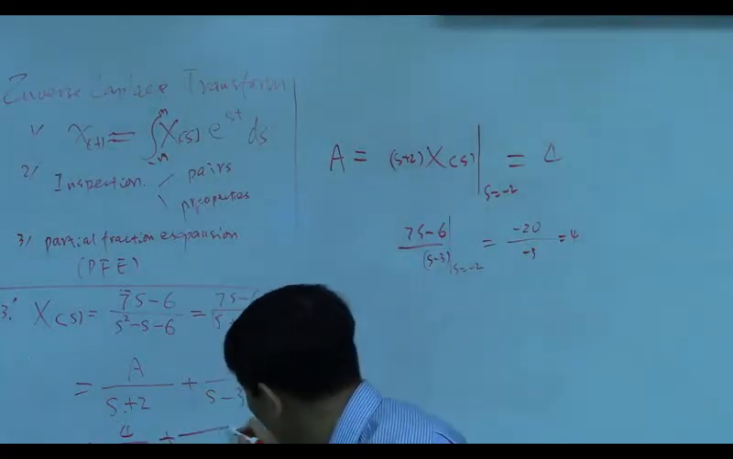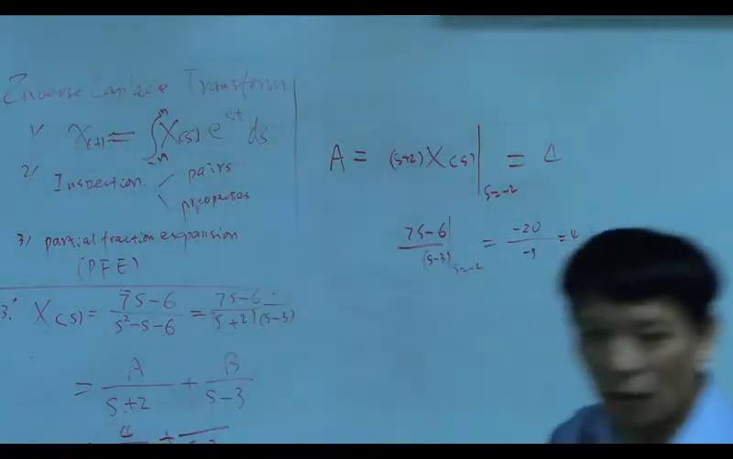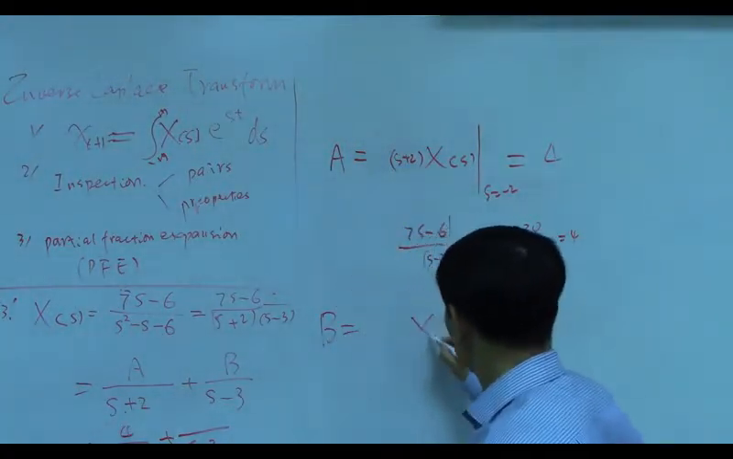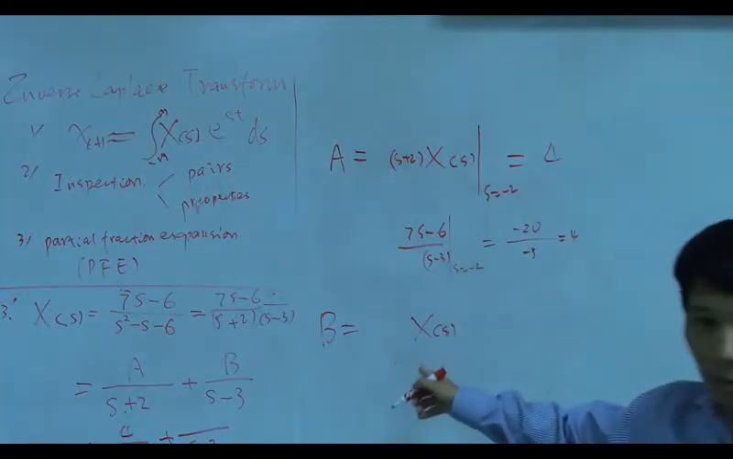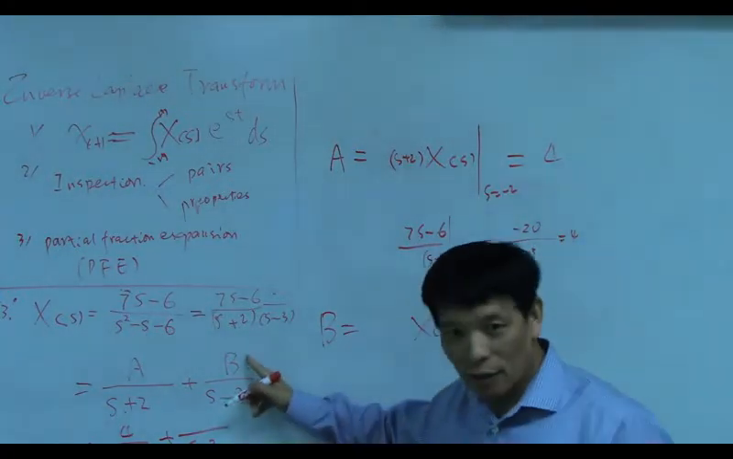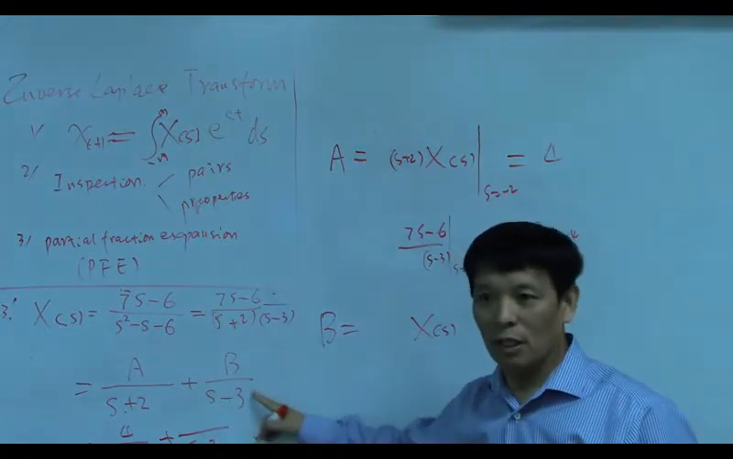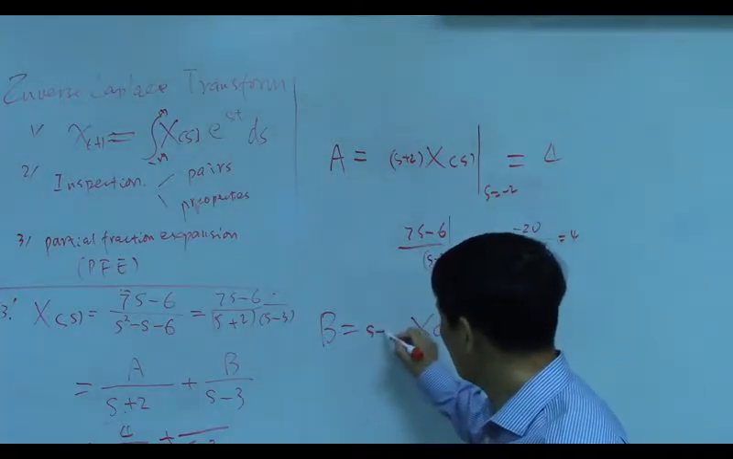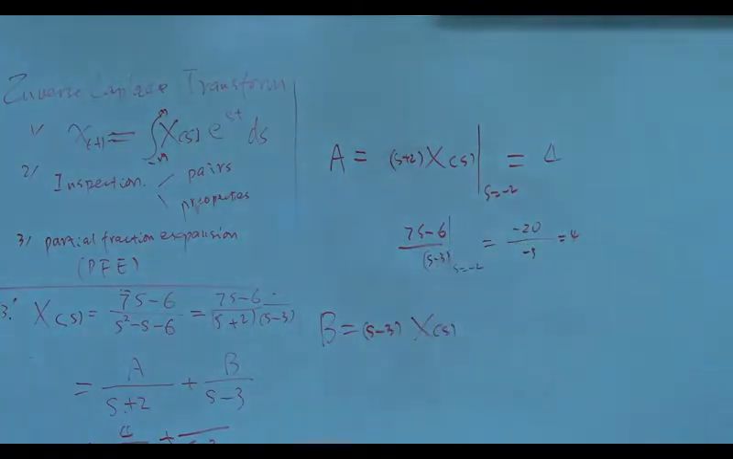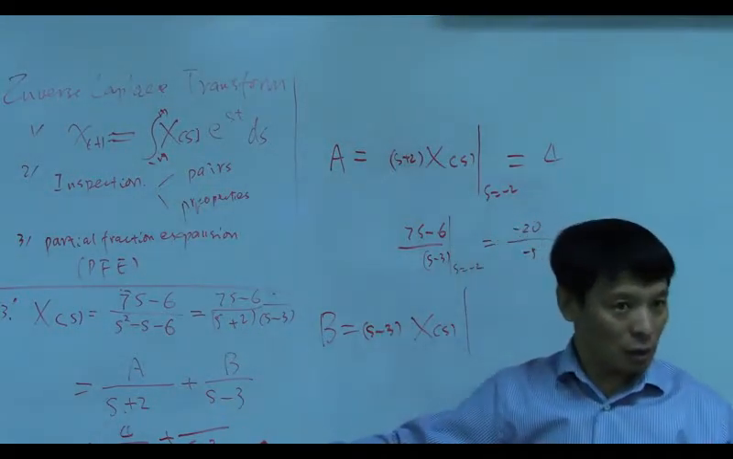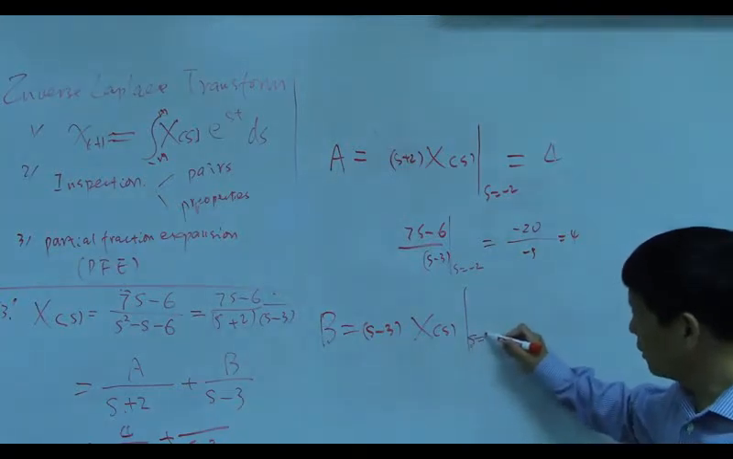Then I add this term, B over s minus 3. I need to determine what B is. For B, we use the same procedure. B equals, still this one, but we need to multiply. We are looking for B, right? Here, look at this. So we are going to multiply by this factor, s minus 3. And again, make this s minus 3 equal to 0, which means s equals 3.